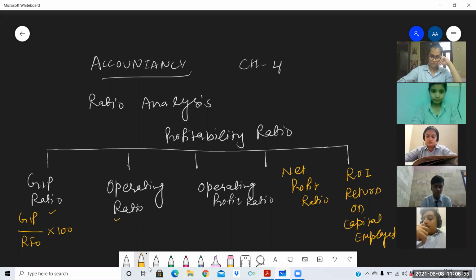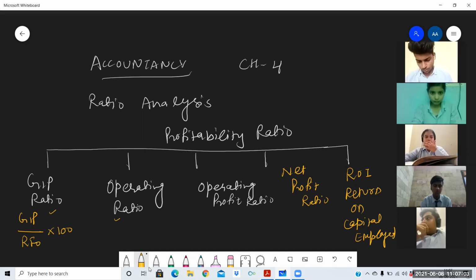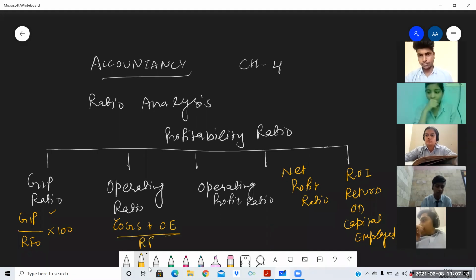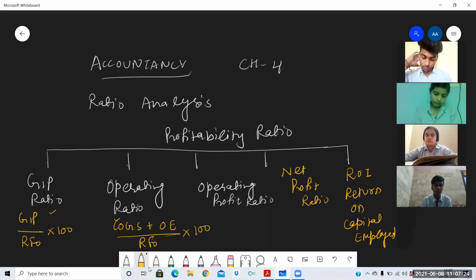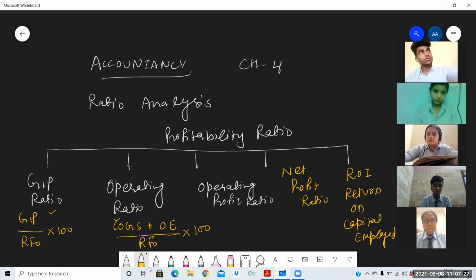Yes, Darshika, unmute yourself. Yesterday we did operating ratio, yes or no? Yes, ma'am. Could you please tell me the formula for calculating operating ratio? Ma'am, operating ratio is equal to COGS plus operating expenses upon revenue from operations into 100. So COGS plus operating expenses are known as dash. Combinedly, they are known as what? Yes, Vidyanshi. Combinedly, COGS and operating expenses are known as what?